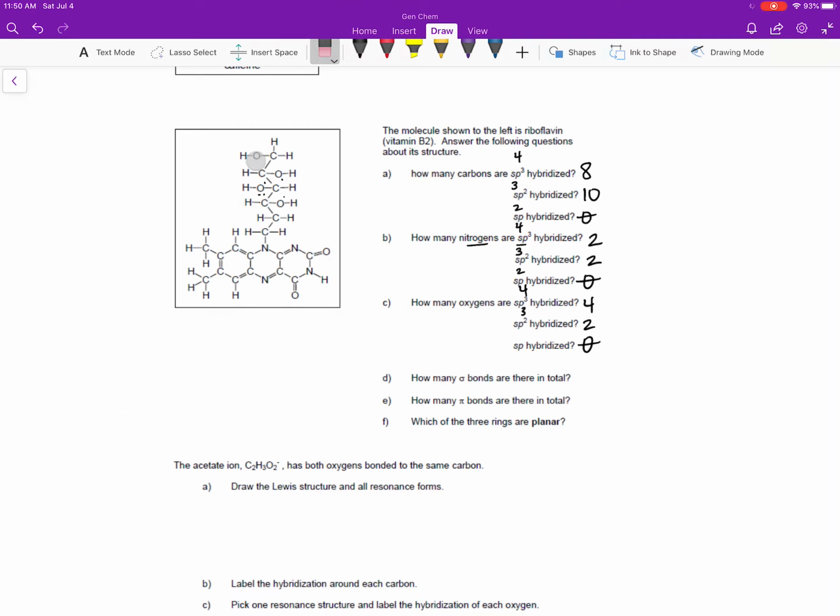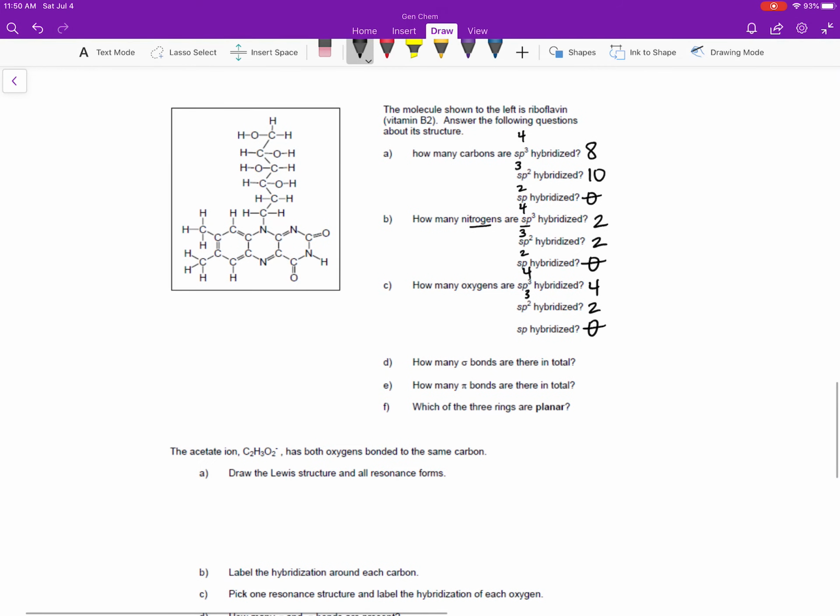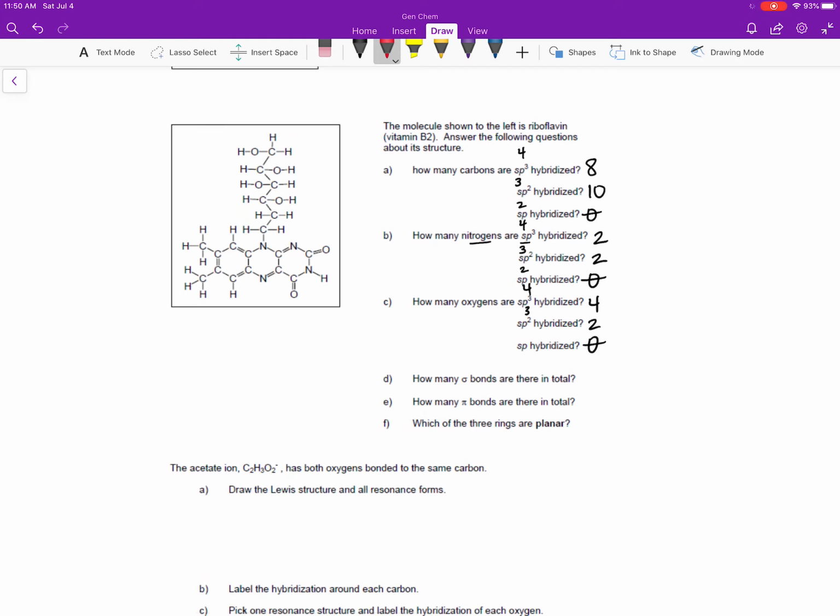Okay, so now I've taken into account all of my counting, and now I need to do how many sigma and pi bonds there are total, and this is where I'm going to use my trick of counting: 1, 2, 3, 4, 5, 6, 7, 8, 9, 10, 11, 12, 13, 14, 15, 16, 17, 18, 19, 20, 21, 22, 23, 24, 25, 26, 27, 28, 29, 30, 31, 32, 33, 34, 35, 36, 37, 38, 39, 40, 41, 42, 43, 44, 45, 46, 47, 48, 49, 50, 51, 52.